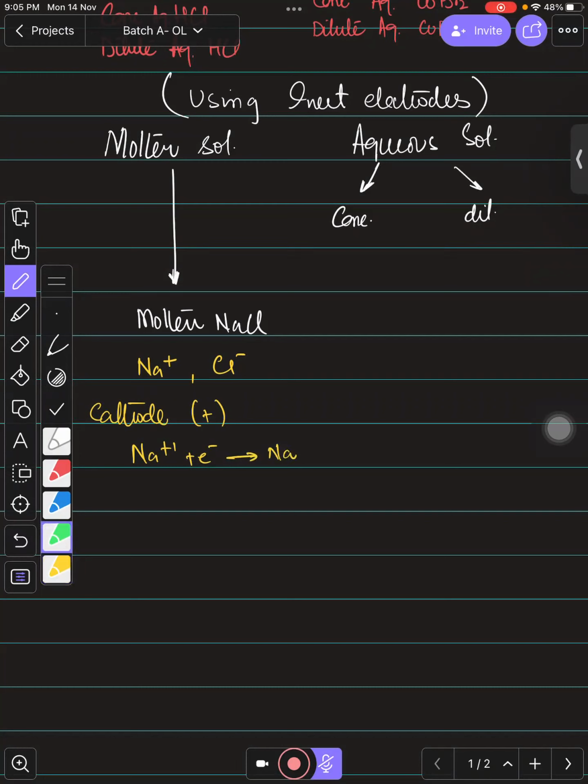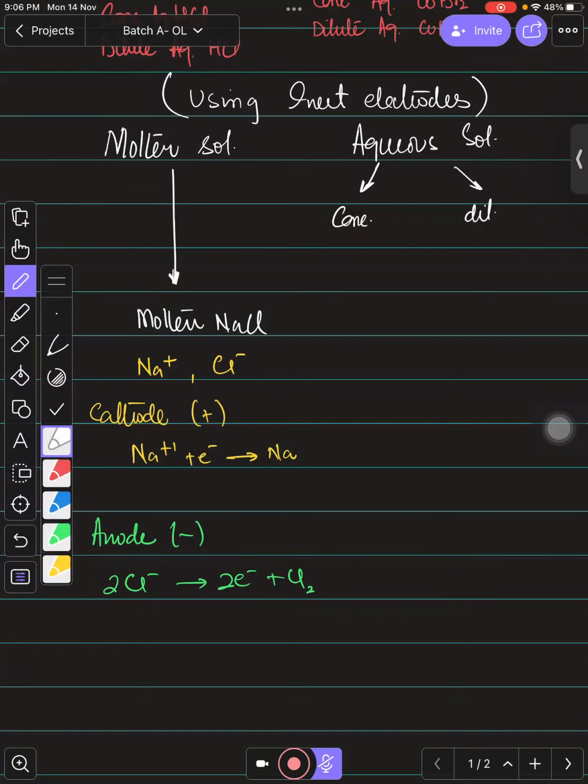And if you talk about the anode, we know that the anode attracts negative ions towards itself, so it attracts chloride. Loss of electrons will occur and it will form chlorine, and chlorine is from group number 7, so it will always be Cl2. For this, we should have two chloride ions which lose one electron each. This is molten solutions, which were very easy for you.